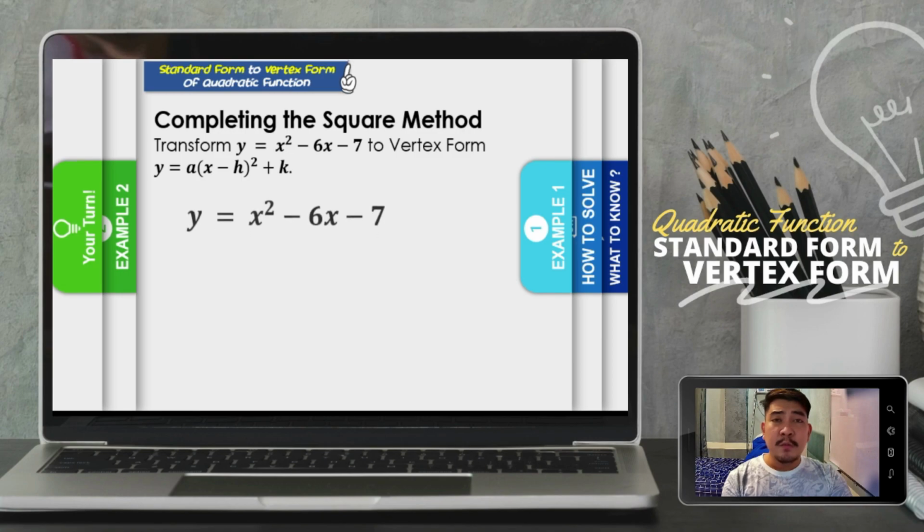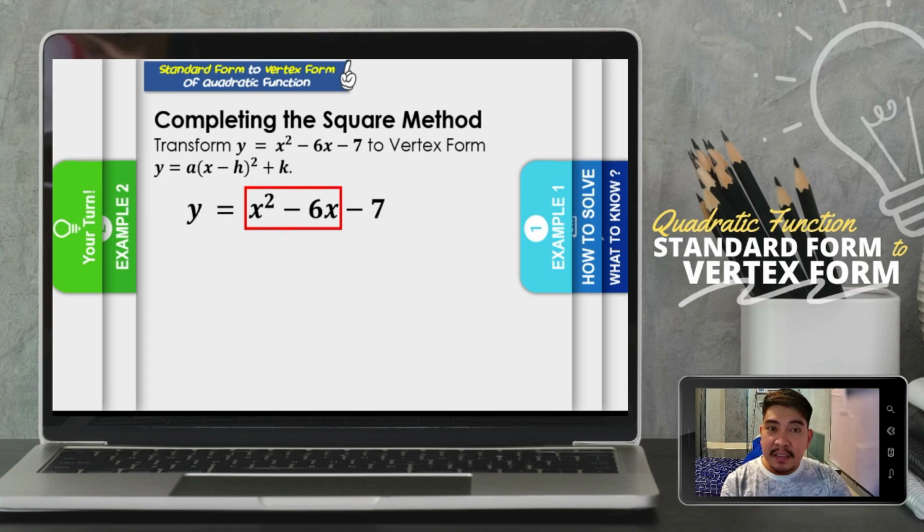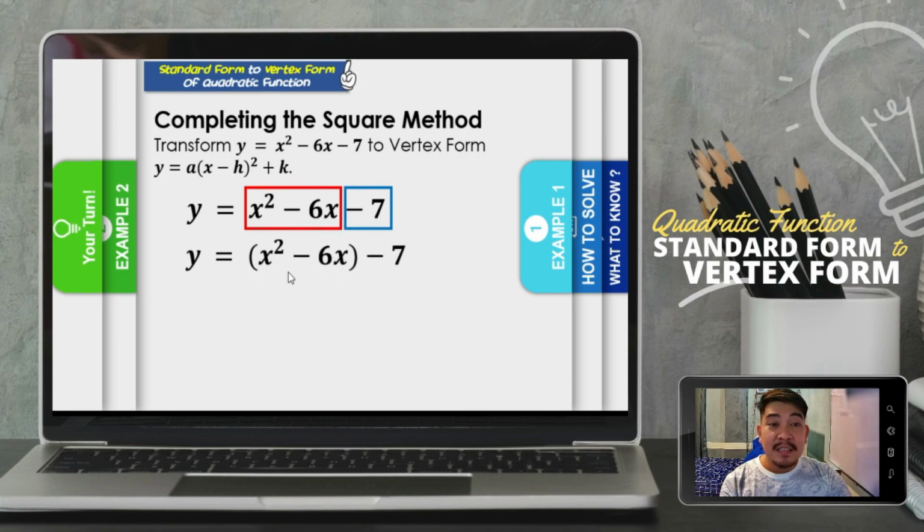To do that, the first thing that we should consider is to separate x squared minus 6x, or the quadratic term and the linear term, from the constant term. Okay, so let us put them in one parenthesis, x squared minus 6x. Again, the quadratic term and the linear term. Next, we need to factor out the value of a. And if you can see, the value of a here is 1. So if we are going to factor out, the terms inside the parentheses will remain the same.